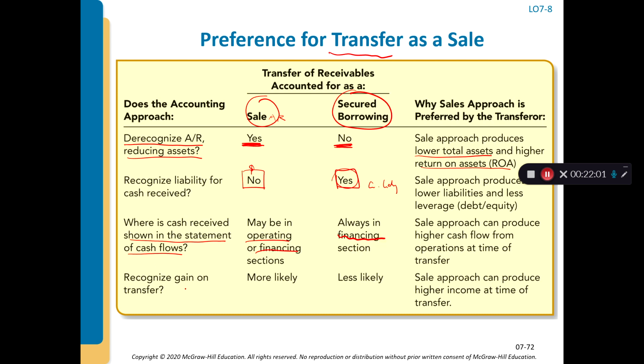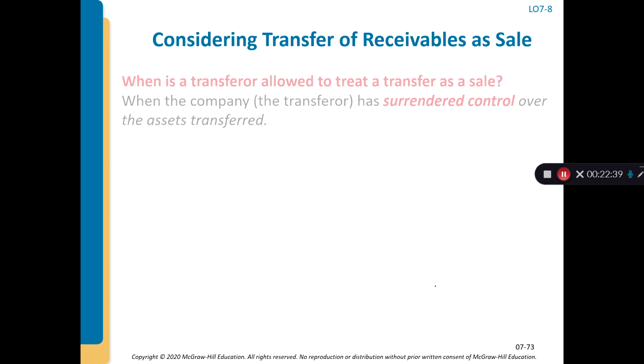And recognizing gain on transfer, you most likely will if you sell, but if you borrow using accounts receivable as collateral, not really likely. Okay, less likely. So therefore, the sales approach can produce a lower liability because it does not assume liability. The sales approach can produce a higher cash flow from operations because it can be categorized under operating activity. And the sales approach can produce a higher income at the time of the transfer. Hence, selling accounts receivable is more preferred.